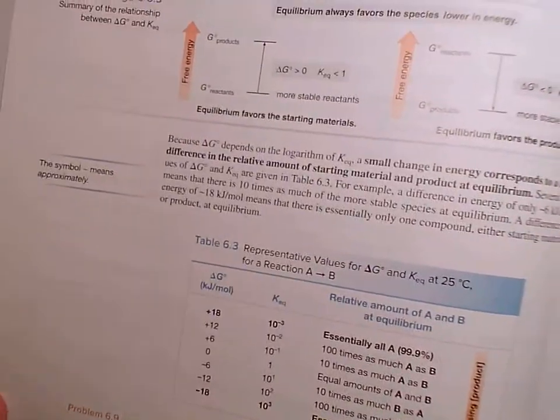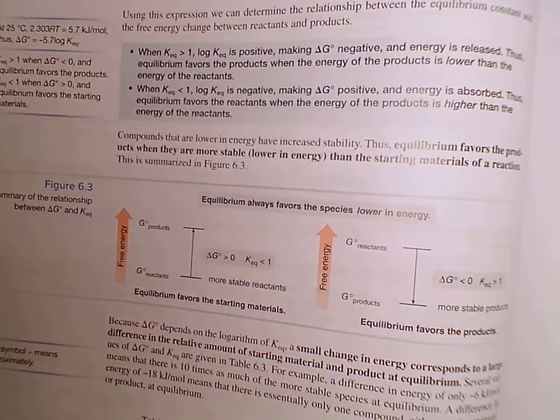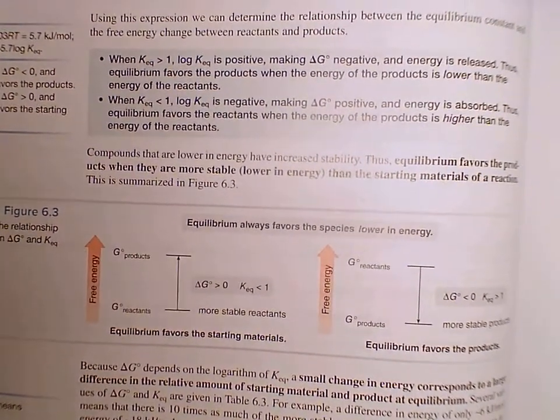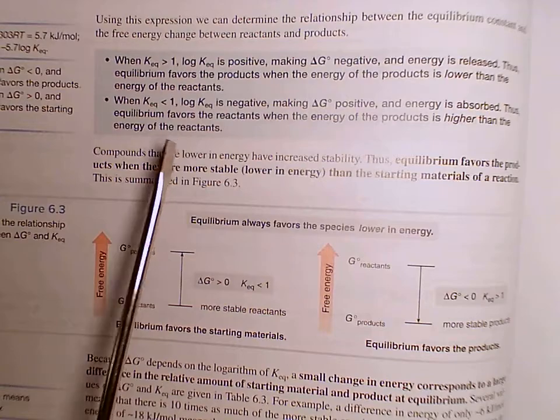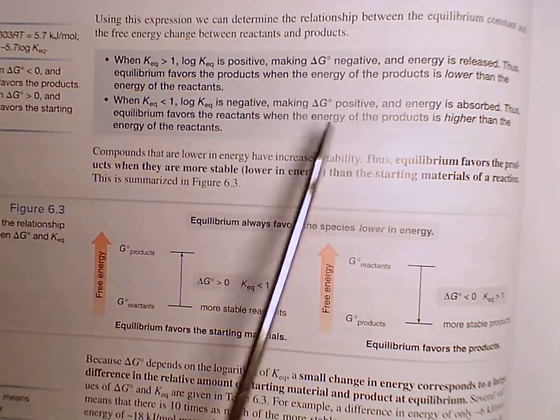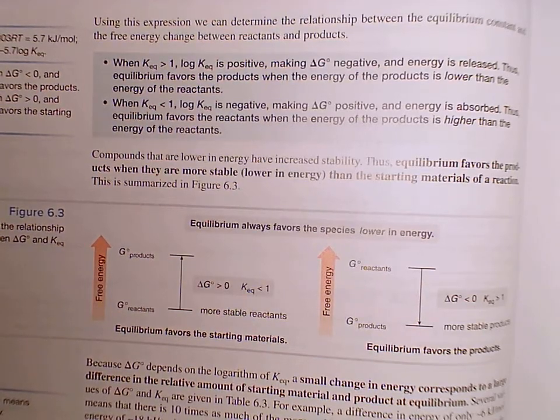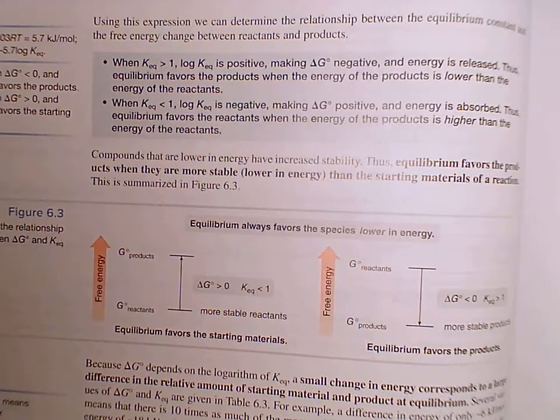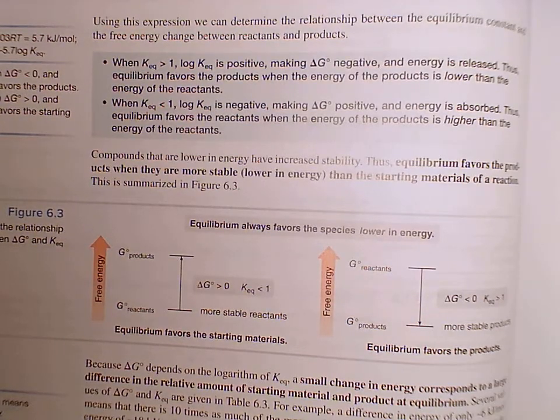All right. Recall that when K is greater than 1, that means the reaction lies to the right. The reaction is spontaneous. Delta G is negative. When K is less than 1, the reaction lies to the left. Delta G is positive. So spontaneous reactions are ones where the equilibrium lies to the right, and they have a negative delta G. Non-spontaneous reactions, ones that don't go under the current conditions, mean the equilibrium lies to the left, and it has a positive delta G.